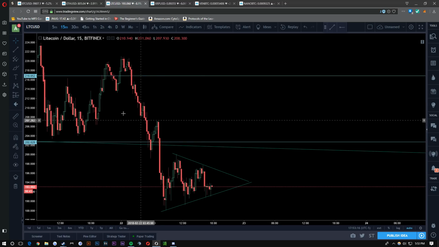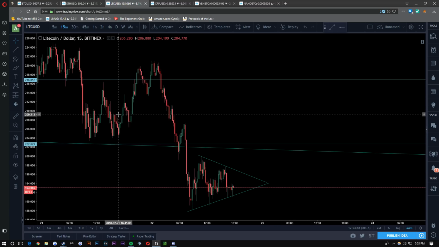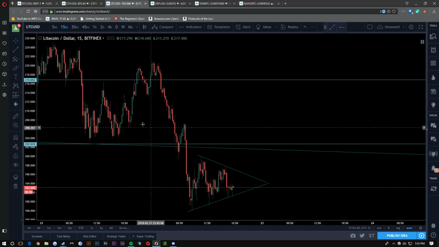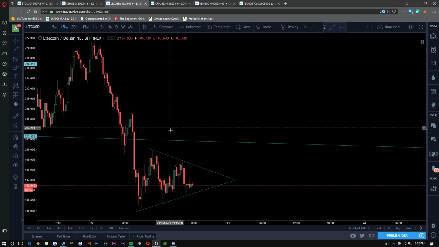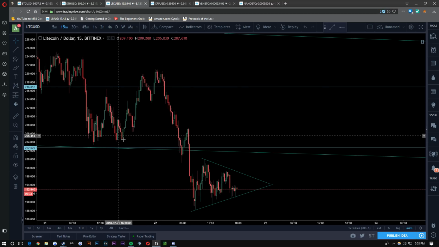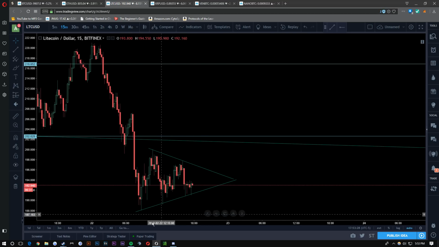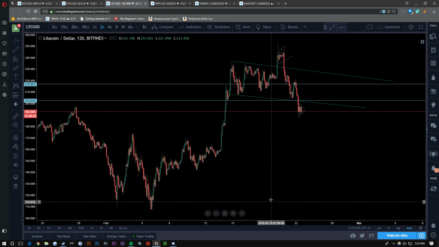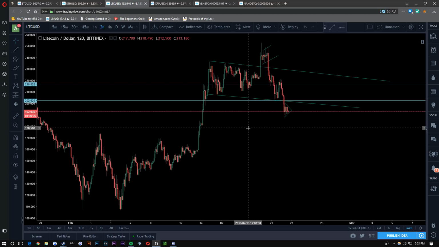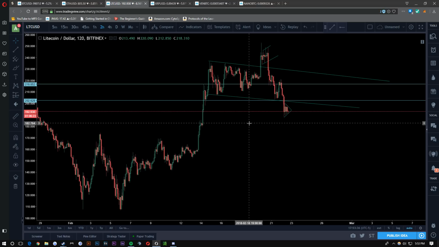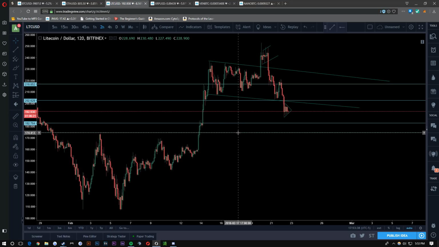No, that's not a triangle. So we had, actually we had nothing here. There's nothing there. We did have the support right here, and then if I zoom out a little bit, yeah, we don't really have a lot of support down here. Actually, there's one right there, I think, and then one right there. So two.